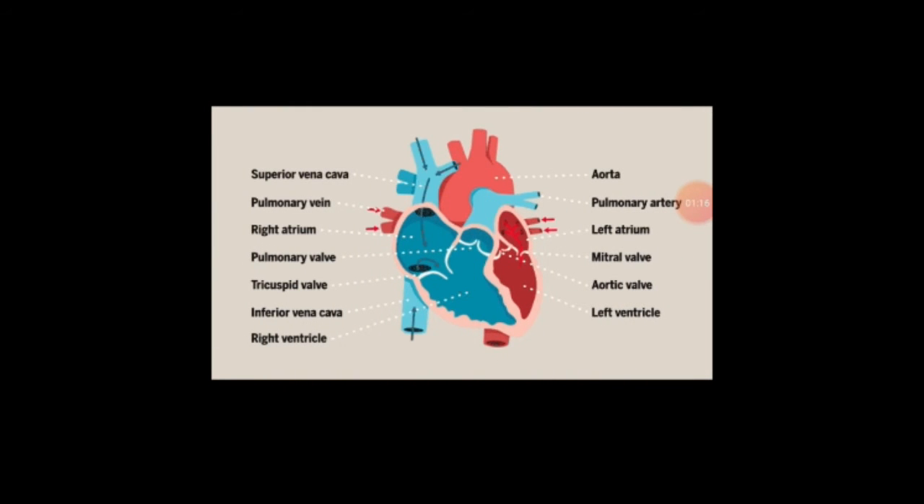Valves. Tricuspid valve. The right atrium and the right ventricle are connected by tricuspid valve, while bicuspid valve is between left atrium and left ventricle. Function of valves is to prevent backflow of blood from ventricle to atria.